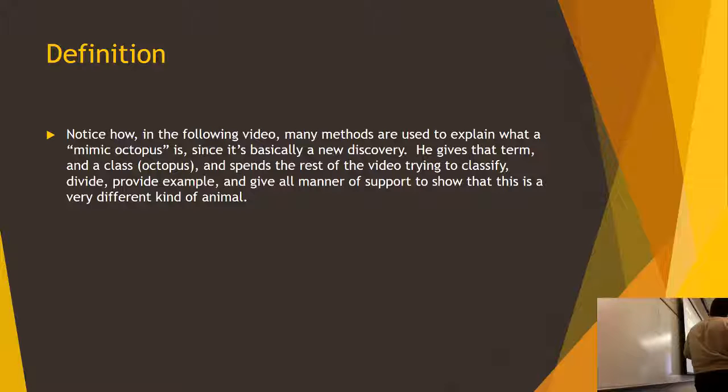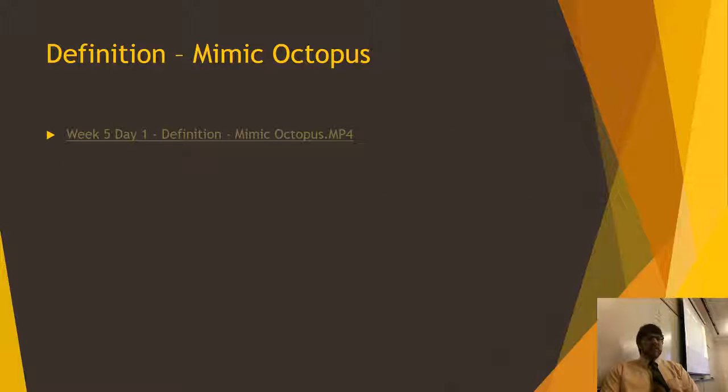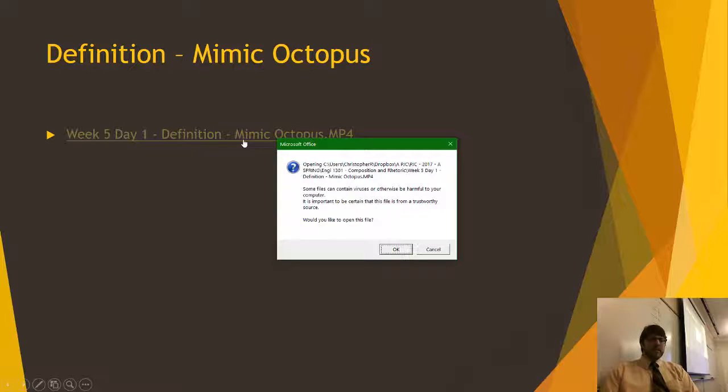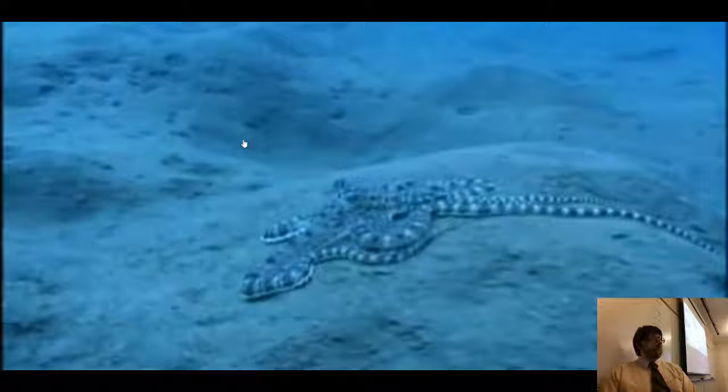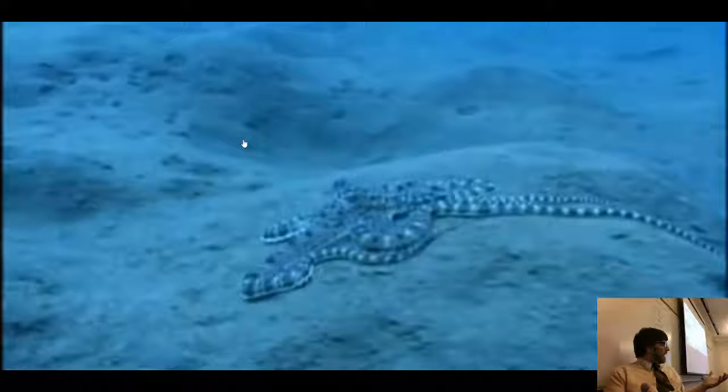I do want to show you, has anybody heard of the mimic octopus? One. I'm going to show you real quick. I try to come up with something that not a lot of people know what it is. So the mimic octopus, not a lot of people have heard of. And there's this doctor who defines what it is. He says it's a mimic octopus, then gives the class to which it belongs, which is an octopus, and then what differentiates it from other octopi. He goes over that over the course of this video, trying to define it because it's kind of new. So he's having to give everything that he does know about it in order to add to this definition.